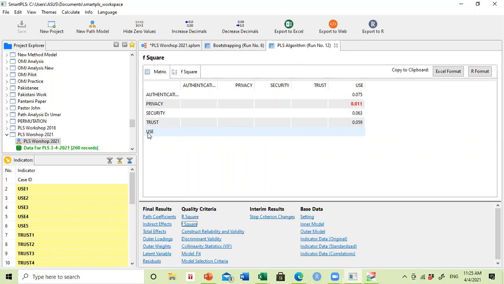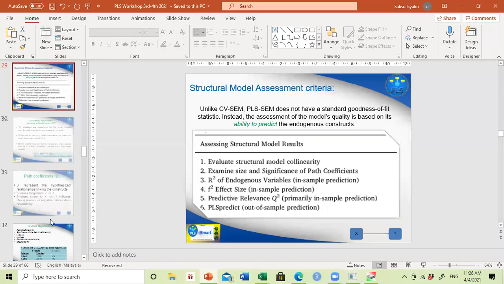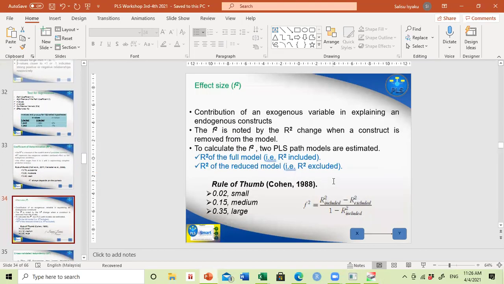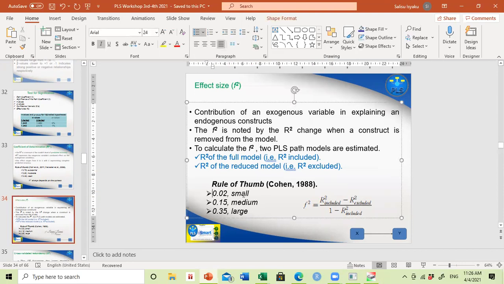So you don't expect to have F square on it. You don't expect to do that. So this is how you look at it. How do you interpret this? Now, according to a lot of people, for example, Cohen, this is the rule of thumb. The rule of thumb is that greater than 0.02 is small.